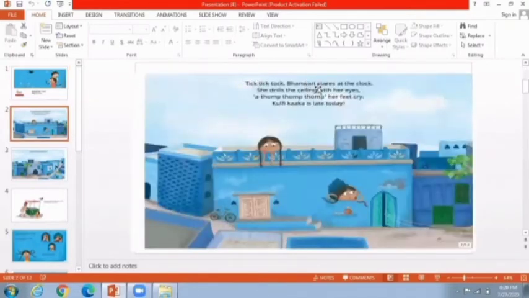Tick tick tock, Bhauri stares at the clock. She drills the ceiling with her eyes. A thom thom thom, her feet cry.